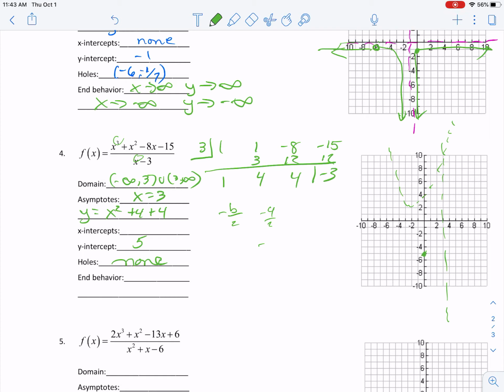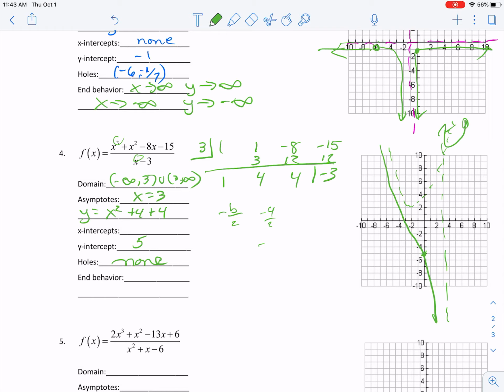So I'm going to have a graph that's coming down. It follows the parabola and then goes over here. This one's up here, I think. Way up there someplace. If I plug in 4, you get 4 cubed plus 4 squared minus 8 times 4 minus 15. Yeah, I think it's up there.